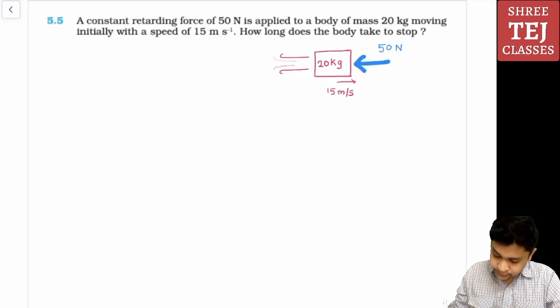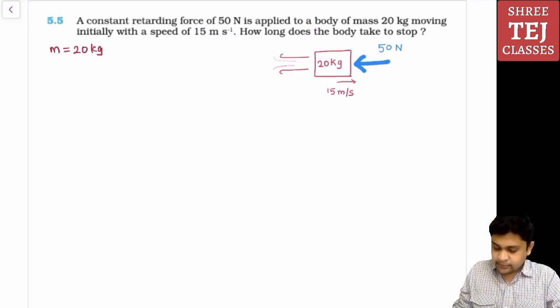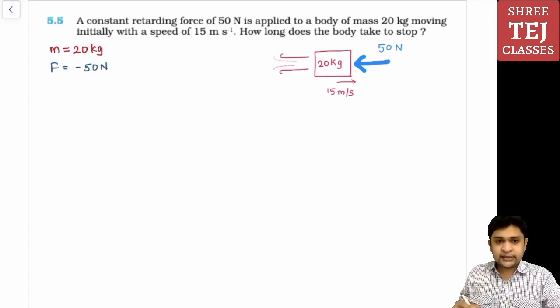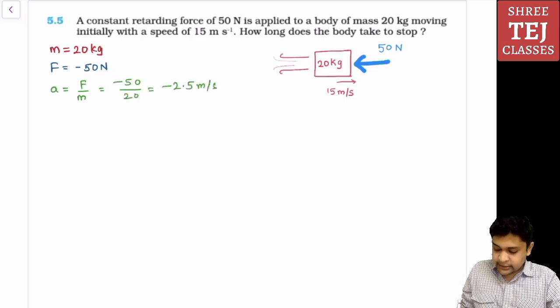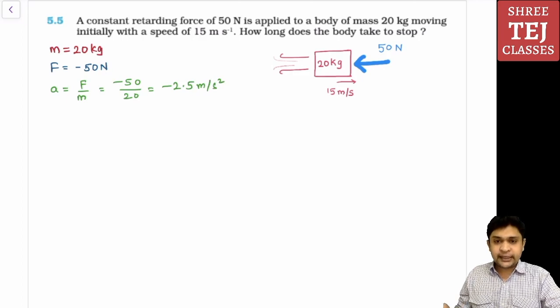Now, mass of the body is given to be 20 kg. The retarding force F is given to be 50 Newton. So net force on the body is minus 50 Newton. So we will use F is equal to ma to find acceleration. Therefore, acceleration a would be F upon m. So this would be minus 50 divided by 20, so minus 2.5 meter per second square.